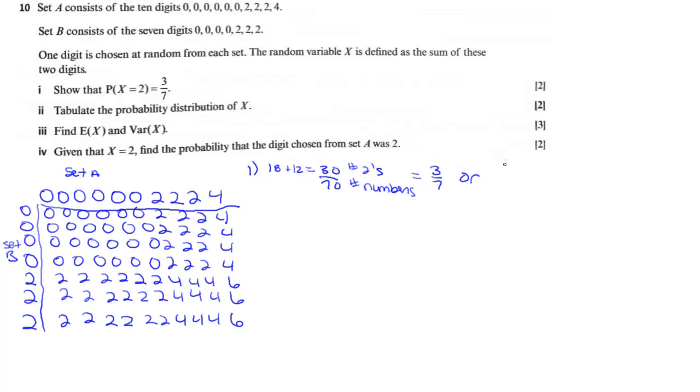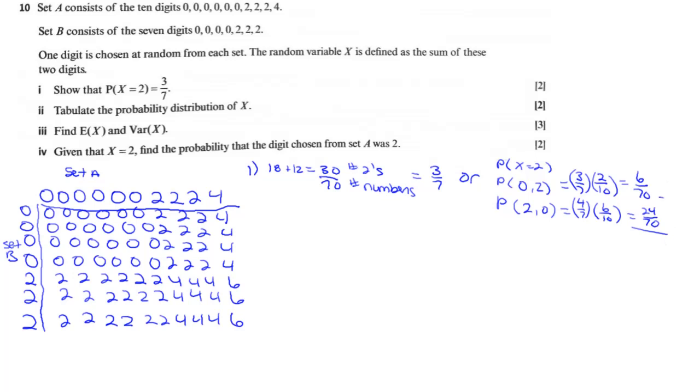The other way to go about that is to use actual probabilities. The probability of X equaling 2: one way for that to happen is to get a 0 and a 2 together, which is a 3 over 7 possibility times a 2 over 10 possibility. The other possibility is to get a 2 and then a 0. I multiply those probabilities, and when I add them, I get 30 over 70, just like a second ago. That equals 3 over 7.